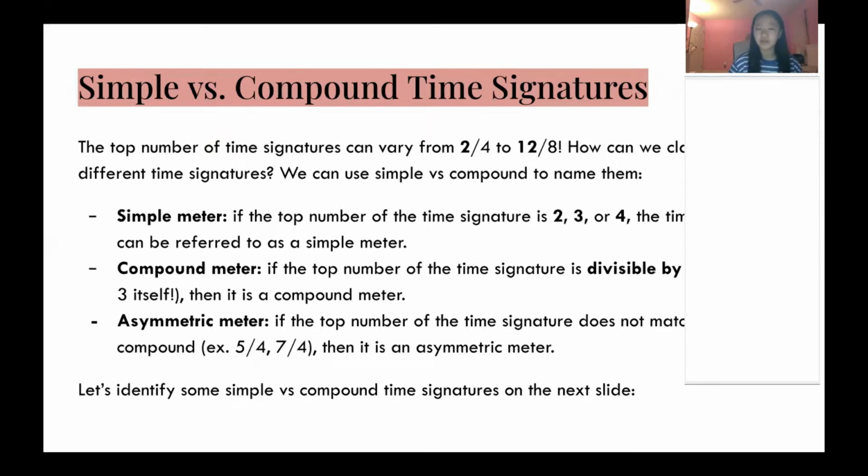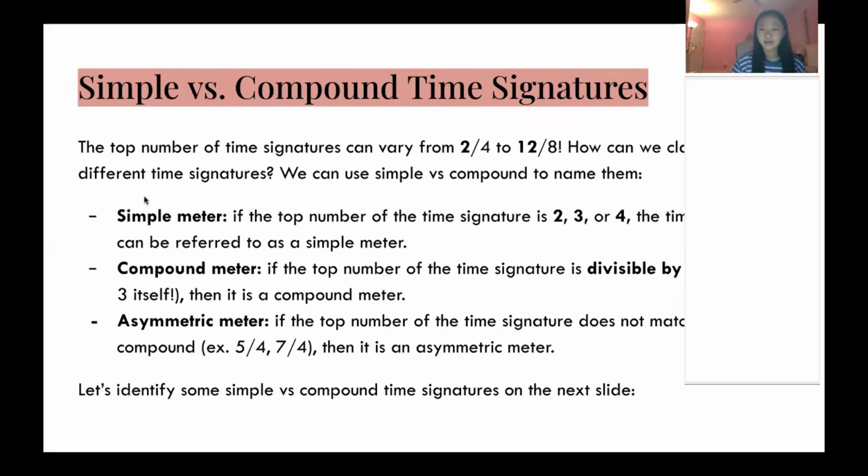We can use simple versus compound to name them. So simple meter, it's what it sounds like. If the top number of the time signature is a very simple number, so 2, 3, or 4, the time signature is referred to as a simple meter. And then a compound meter is compound if the top number of the time signature is divisible by 3. But obviously you're not including the number 3 because that's a simple meter.